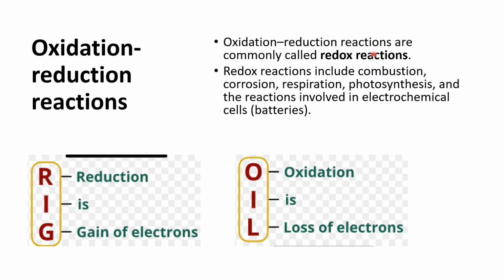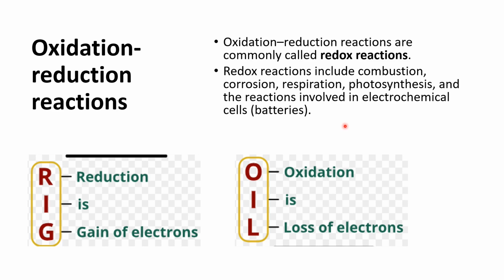Now, what are redox reactions? Redox reactions are reactions in which oxidation and reduction are taking place at the same time. Some common examples of redox reactions are combustion, corrosion, respiration, photosynthesis, and also some of the reactions happening in electrochemical cells. So these are some examples of oxidation reduction reactions, or redox reactions, you can say.